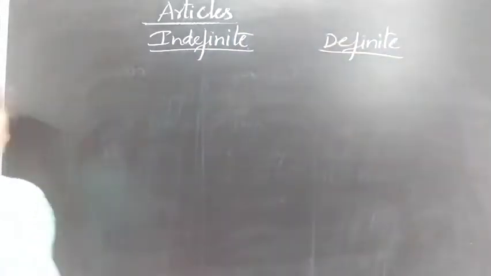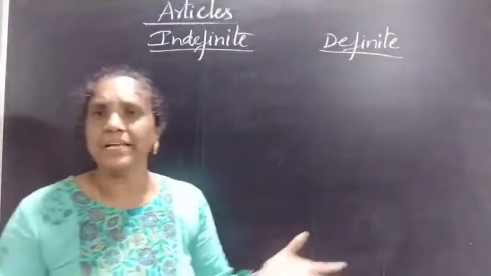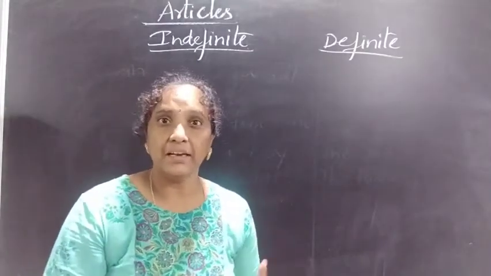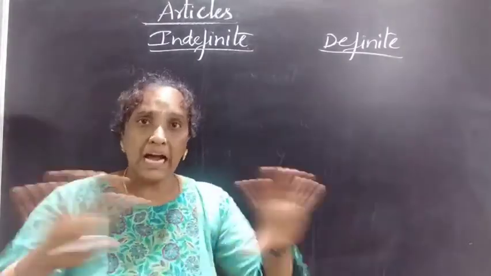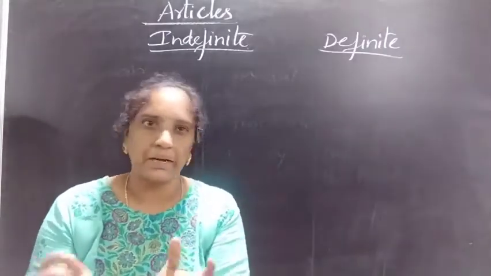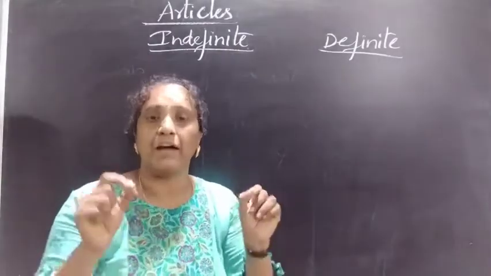Coming to indefinite articles, the name itself says we are not particular. It is not particular, and many are there. Among them we are not taking specifically some person, not a particular person, not a particular thing, but many are there. Among them we want to pick one.